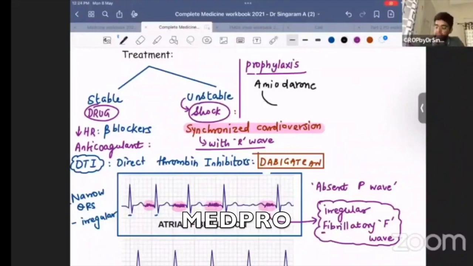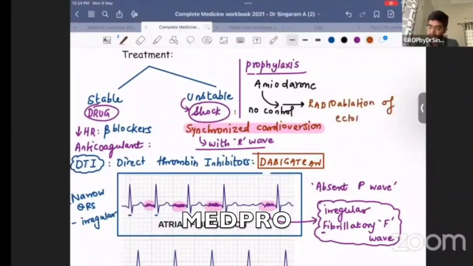And with amiodarone also, if there is no control, then what is the next thing I have to go for? I have to go for destruction of all those ectopic foci in the heart, which is what we call radio ablation. Radio ablation of the ectopic foci is recommended. Are you able to follow this? So remember, for a patient who is having multiple attacks, you give amiodarone, and with amiodarone also, if there is no relief, you have to go for radio ablation of the ectopic foci.